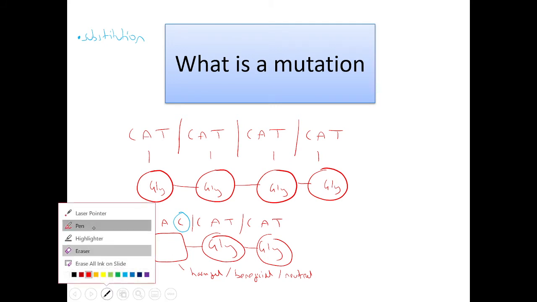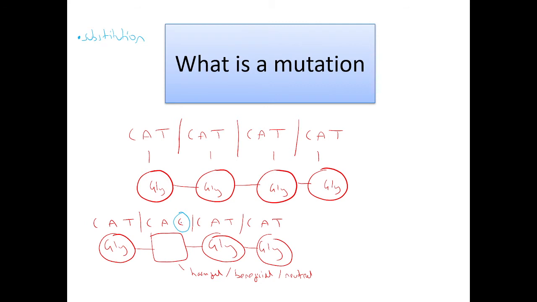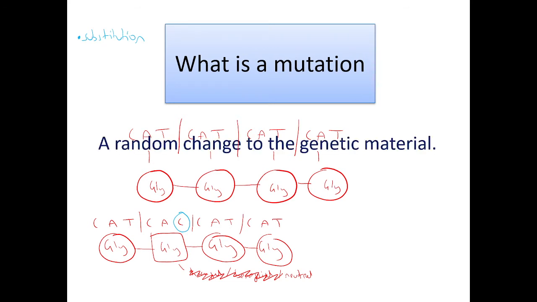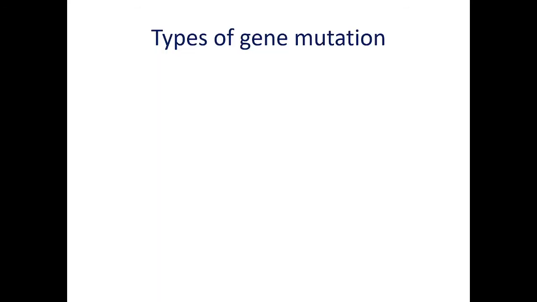Not only that, let's imagine for a second that because of the degenerate code, CAC also codes for glycine, in which case it is a mutation, but it's done absolutely nothing to the amino acid sequence because our code is degenerate. And sometimes you can have a different triplet code, yet get exactly the same amino acid. So mutations aren't always that bad. So let's look at some types.